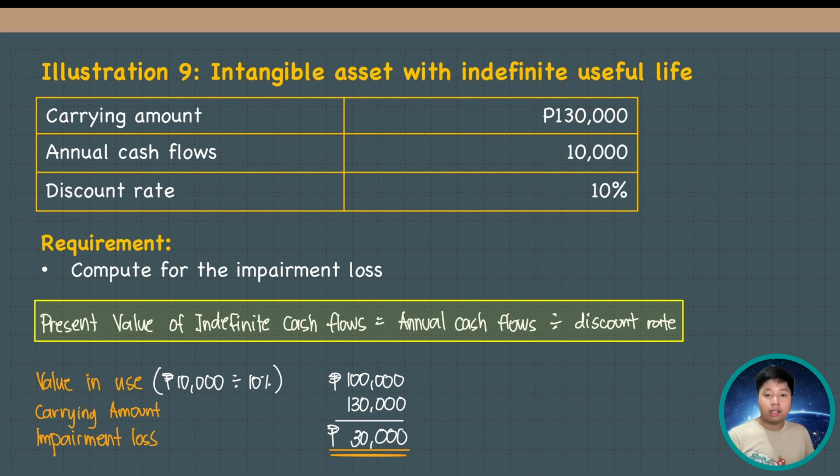In this case, our annual cash flows is 10,000 pesos divided by the discount rate of 10%. Then our value in use, or our VIU, is 100,000. We will compare it to the carrying amount amounting to 130,000 pesos. That's why we will recognize an impairment loss of 30,000 pesos.